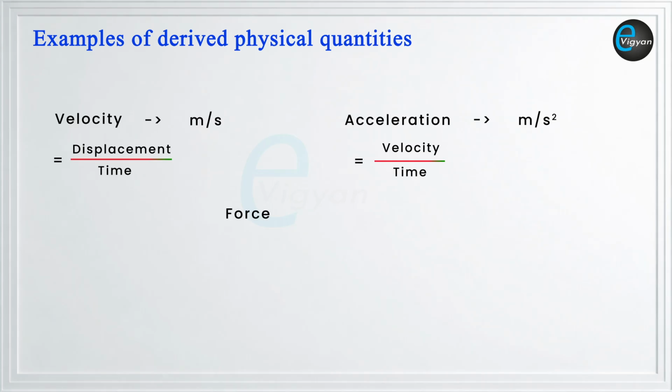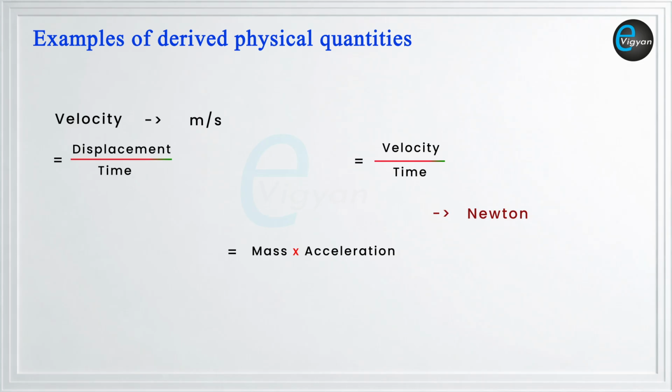Third example you can take is force. As we know, force equals mass times acceleration. So its SI unit is kilogram meters per second squared, which is also known as Newton. So these are few examples of derived physical quantities. Other examples are energy, power, pressure, and so on. Now it's time to solve some numerical based questions on this concept.